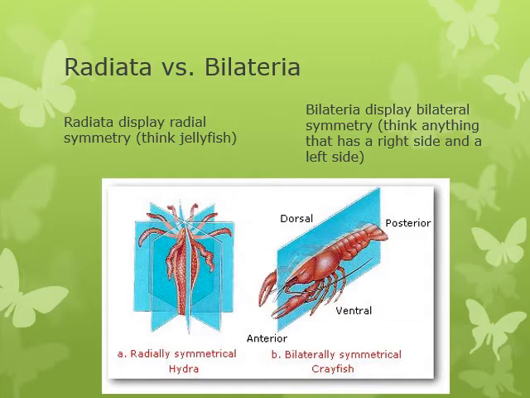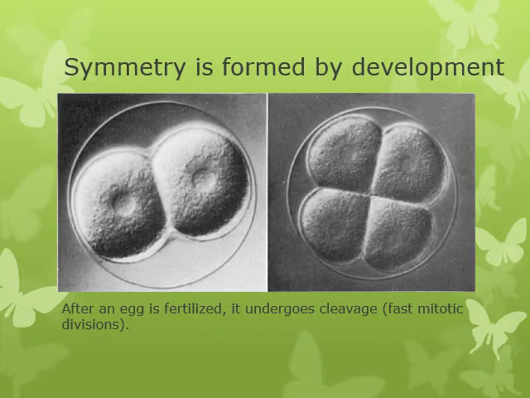So you could have radial symmetry, group Radiata, jellyfish, hydra, what are those things called? Starfish. Bilateral symmetry, Bilateria, where it's a left side and a right side. Whether you have bilateral symmetry or you have radial symmetry, it's all determined by development.